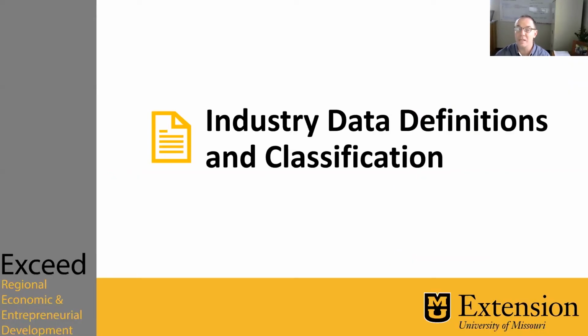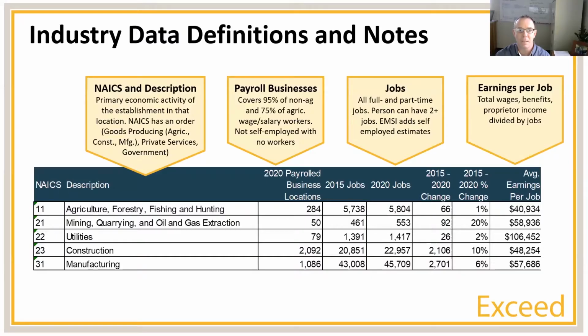So we'll start with industry data, definitions, and classification. So your Excel has a couple of tabs. The first tab and the second tab are around the different industries. One tab is the 2-digit NAICS. The other tab is the 3-digit NAICS. And we'll talk a little bit more about those distinctions in the coming slide.